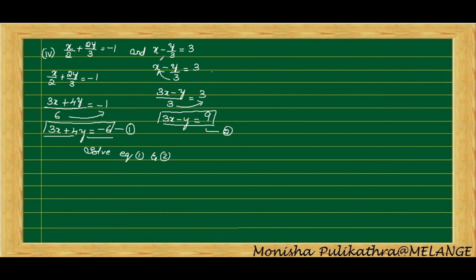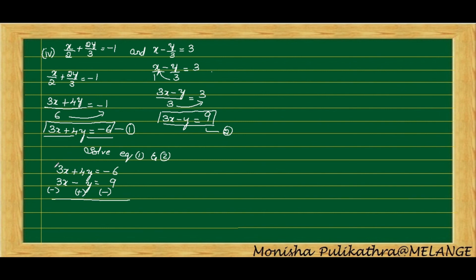So this is also by taking the LCM. When nothing is there, it means there will be 1. So the LCM of 3 and 1 is 3 itself. So 1 3s are 3, 3 into x is 3x, 3 1s are 3, 1 into y is y. So solve the two equations. 3x plus 4y is equal to minus 6. The second one is 3x minus y is equal to 9. Next, change the sign.